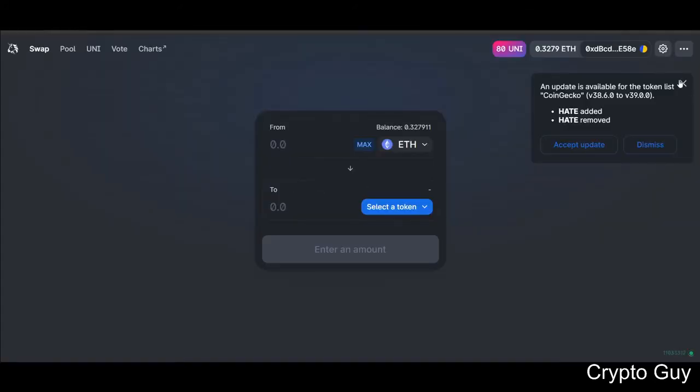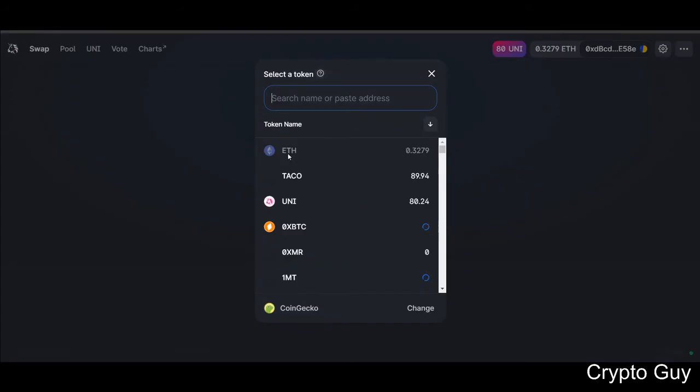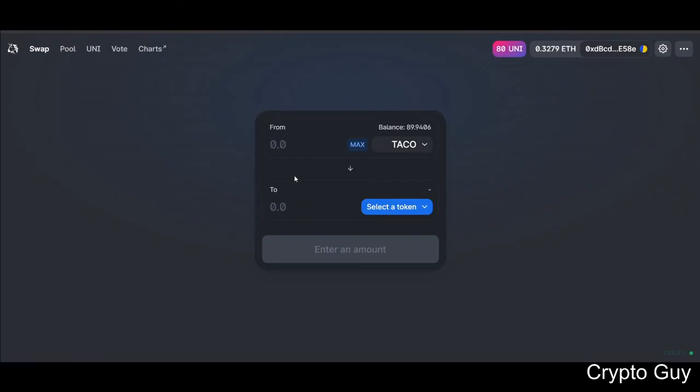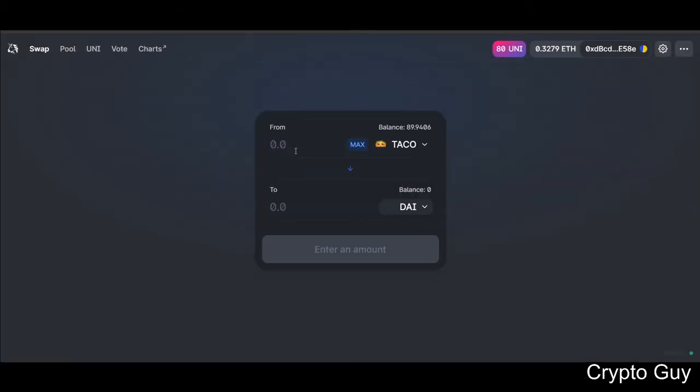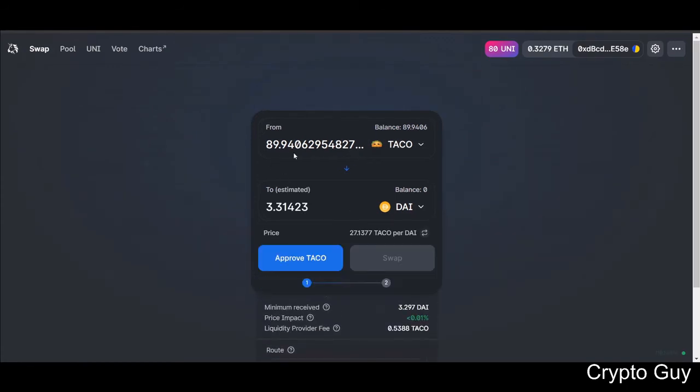If you don't know how to get DAI, it's very easy. You can just go to Uniswap, connect with your MetaMask, and just enter the token which you want to convert. If you have Ethereum, just add Ethereum, come here, select DAI, and if you don't know how to add a custom token, you can see my video on how to add a custom ERC token. Put max, and here you can see that from 89 taco I can get almost 3 DAI.